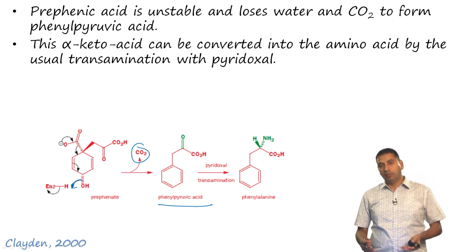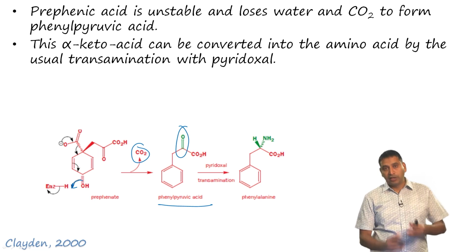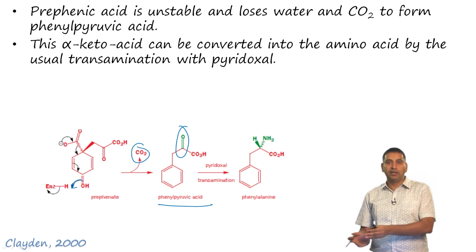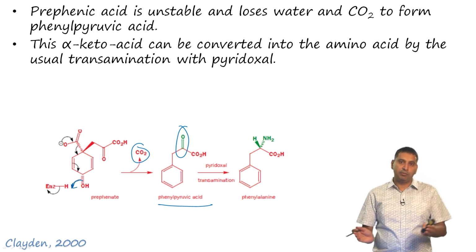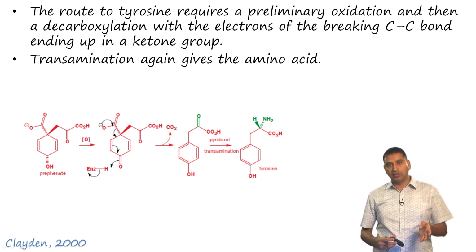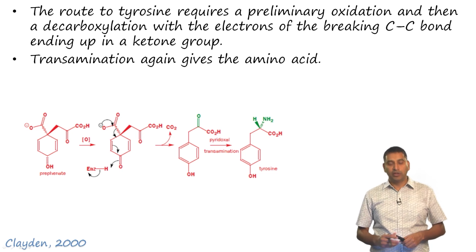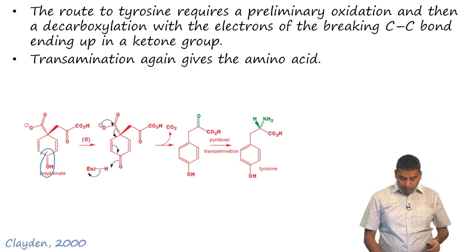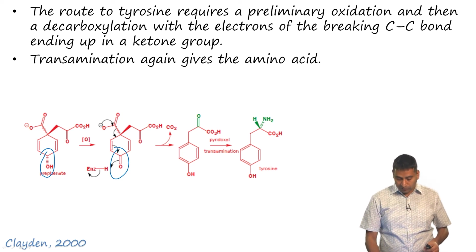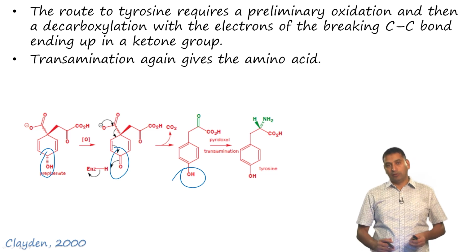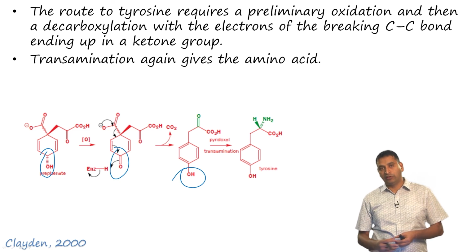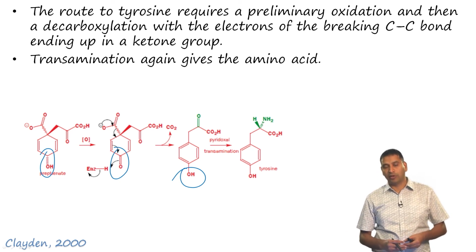And we know that phenylpyruvic acid, which is an alpha keto acid, can exist in equilibrium with its corresponding amino acid, which is phenylalanine, and this transamination is mediated by pyridoxal. The route to tyrosine requires a preliminary oxidation followed by a decarboxylation. So, here this prephenate will have to undergo oxidation to give you this ketone, and then subsequent decarboxylation will give you the tyrosine residue. And of course, it gives you the alpha keto form, which then is going to exist in equilibrium with the corresponding amino acid, which is tyrosine.